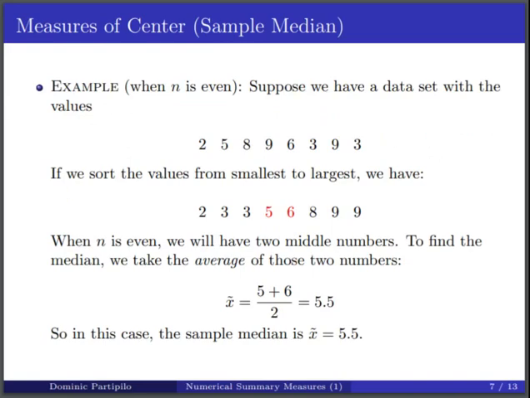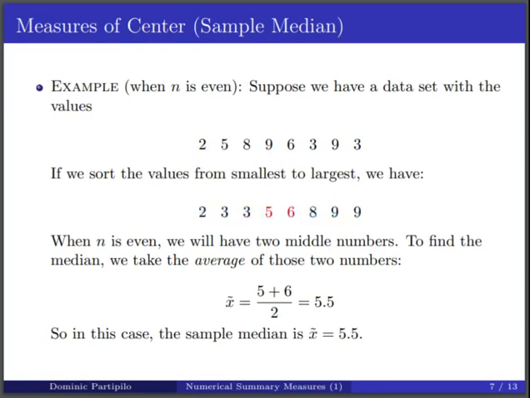So what happens when n is even? When n is even, it makes things a little bit more difficult because there isn't just one middle number that we can pluck out of there. Suppose we have a data set that looks like this, and just like before, when we're looking for the median, the very first thing we have to do is make sure the data set is sorted from smallest to largest. When we take this up here and sort it, we end up with this.